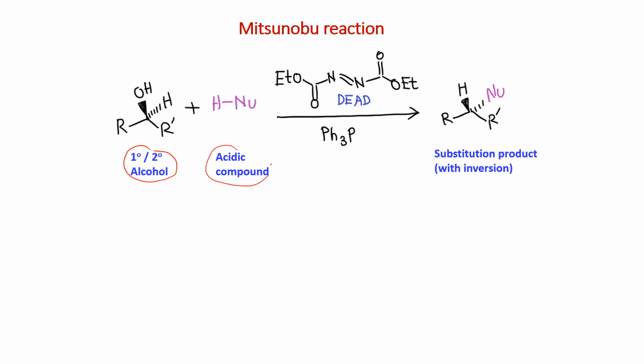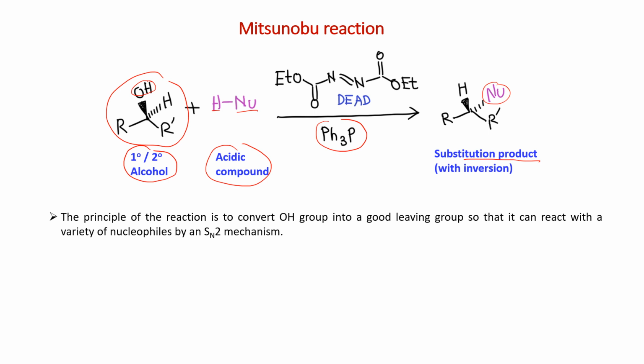Here we have taken the reagent which is an acidic compound, drawn in this way, that is H and Nu, because Nu will be generated from this HNu, that is a nucleophile. The other reagents are DEAD, that is diethyl azodicarboxylate, and triphenylphosphine. In combination, from this substrate we get this OH replaced by Nu, obviously with inversion. So this is a substitution of the OH group of a 1 degree or 2 degree alcohol, with inversion. Depending on the nature of Nu, we can have different types of substituted product.